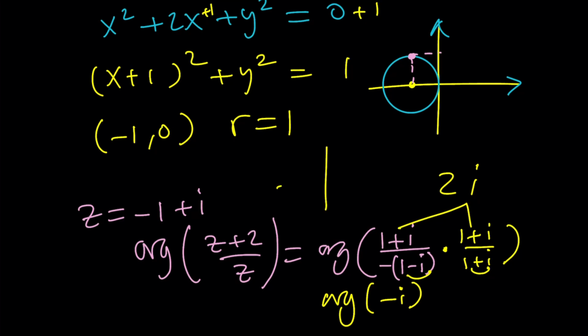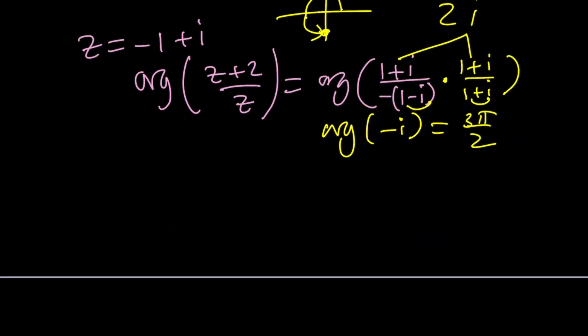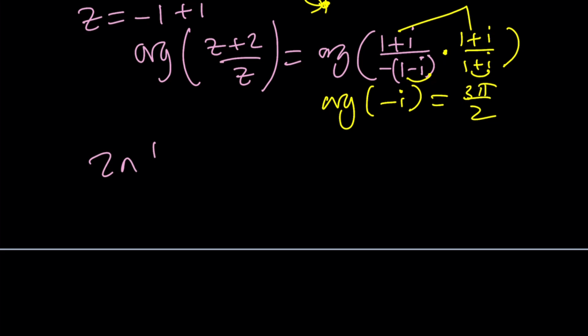Uh-oh, the argument of negative i is not pi. It's actually negative. I mean, it's not pi over 2. It is negative pi over 2 or 3 pi over 2. Make sense? Why didn't it work? Because locus problems are just like that. Especially with circles, you have to be careful. You have to check your work. That's why the second method is awesome. I can show you how to check with the first, but that's going to be redundant.